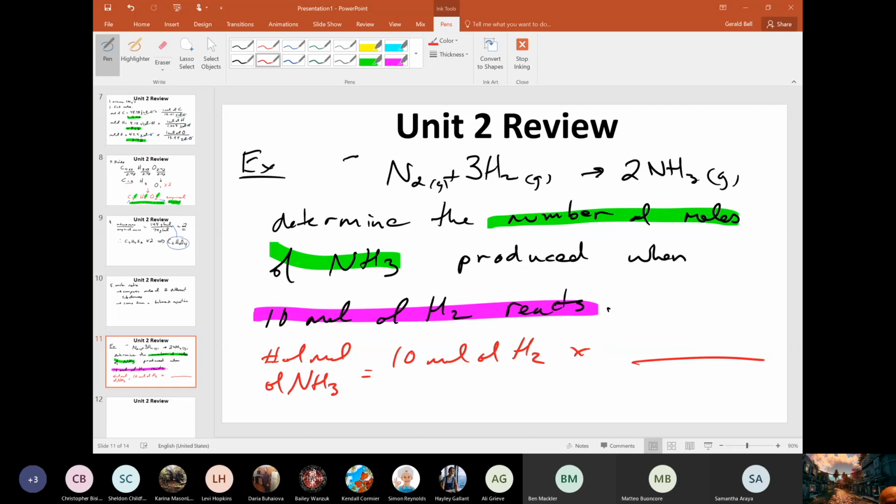And so our mole ratio is going to come from a balanced equation. There's nothing to do about N2 in this question. It's all about this 3 hydrogens and the 2 in front of the ammonia. So where do you want that 2 in front of the ammonia, top or bottom? Well, better stick to the top because we don't want it to cancel out. That means the 3 goes on the bottom for the hydrogens. Cancel, cancel. 10 times 2 divided by 3. So not quite a whole number.